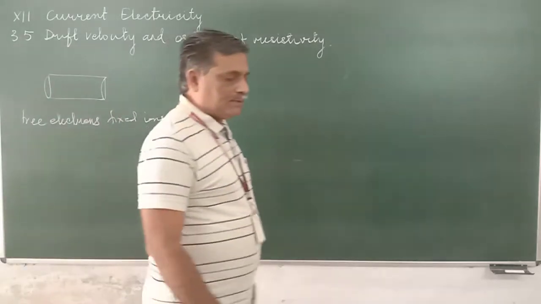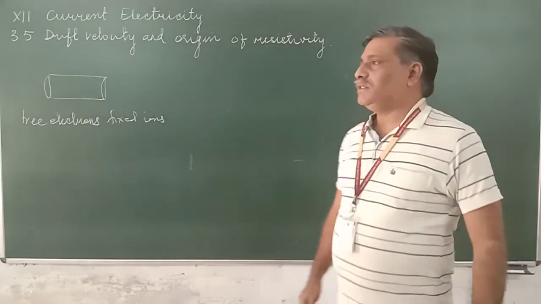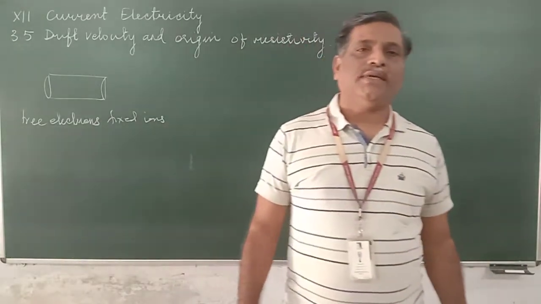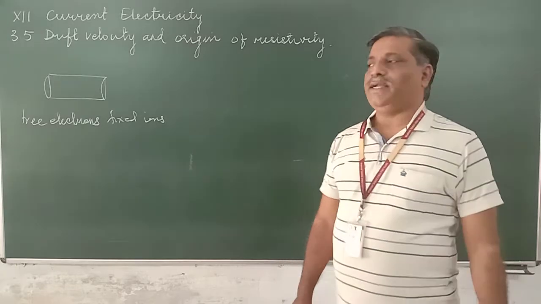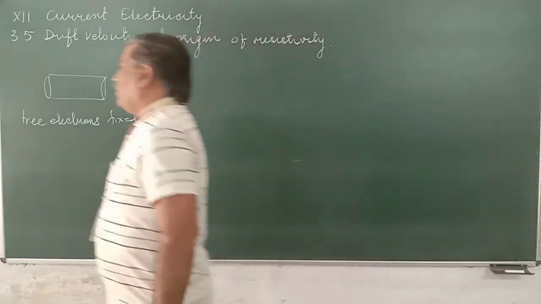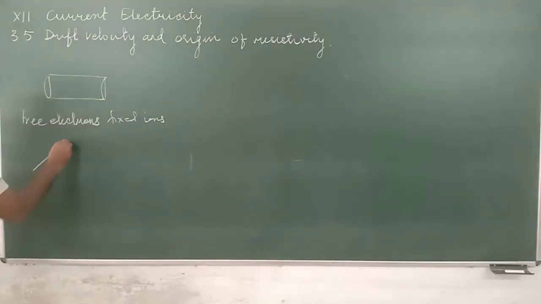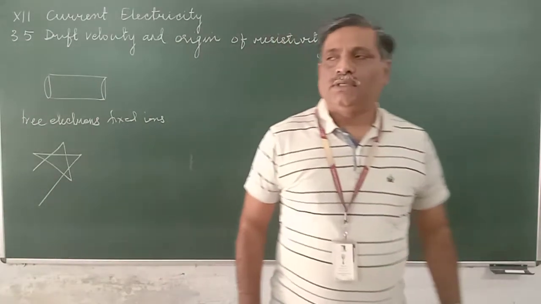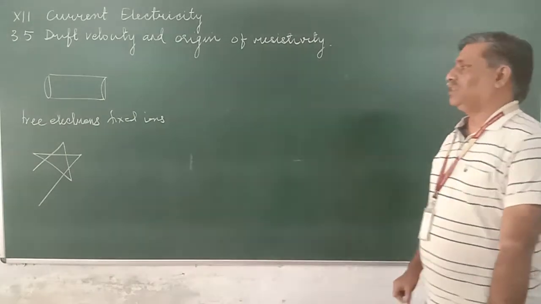After collision, the electrons do not change their speed. They emerge out with the same velocity, but their direction changes. So the velocity remains the same after collision, and only the direction is changing. There is a constant change in direction of the electron. They move with random directions.